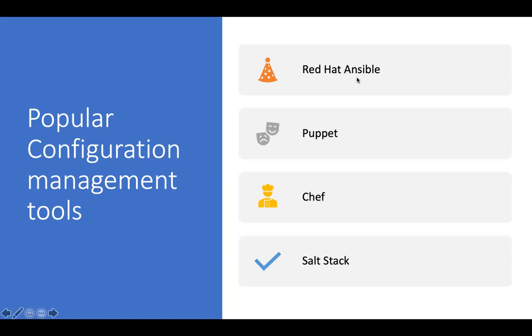But in the case of Ansible, Ansible is agentless. You don't need to install anything. You don't need to install Ansible on the other machines. You only need to install Ansible on the master. The master alone will control the other ones. So again, Ansible is the popular one.